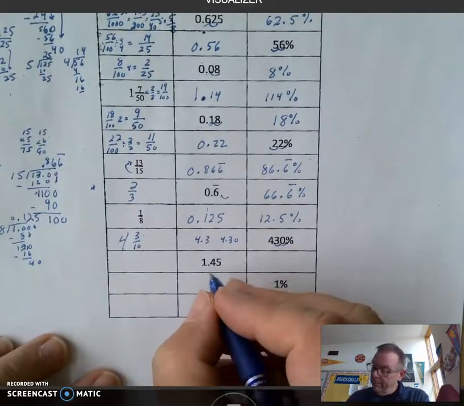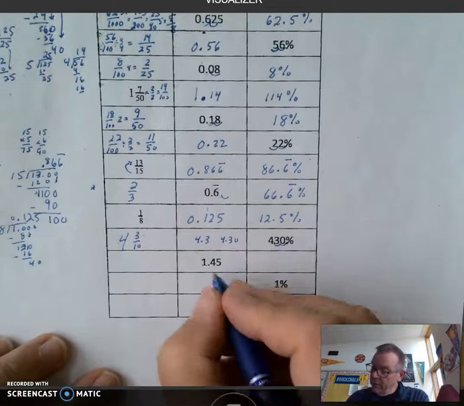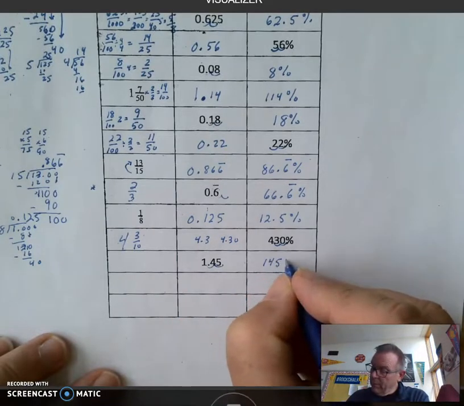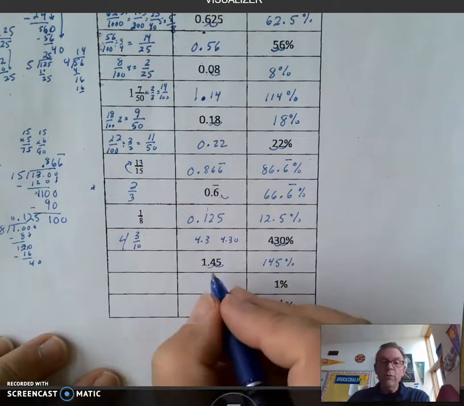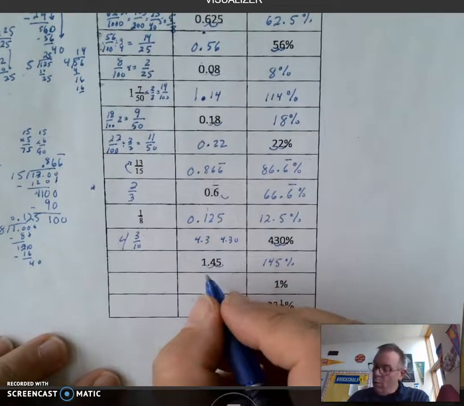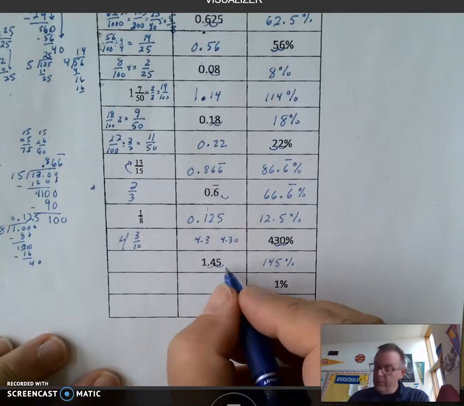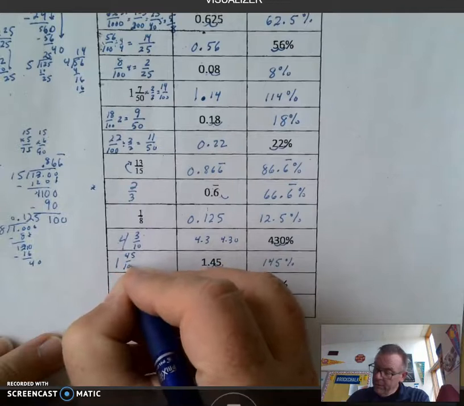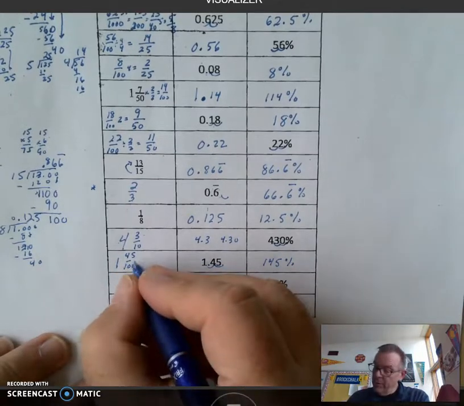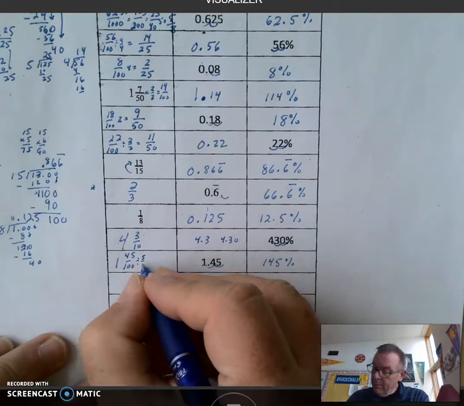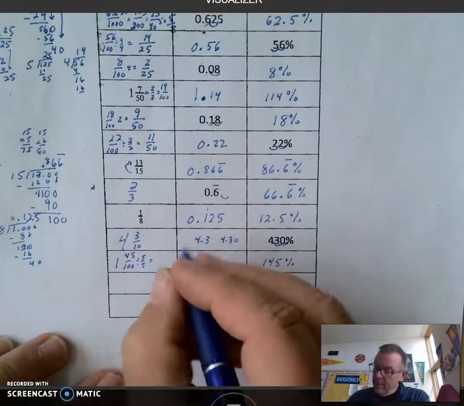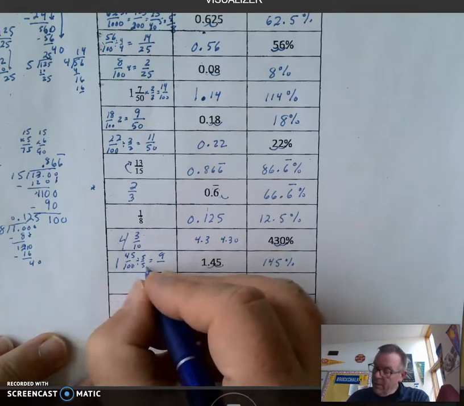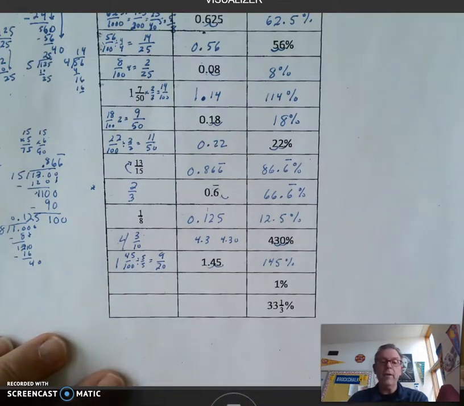1.45. Let's go percent first. 1, 2, 145%. If I can read it, I can write it. 1 and 45 hundredths. I know these are both divisible by 5. So 45 divided by 5 is 9. And 100 divided by 5 is 20. So 1 and 9/20.